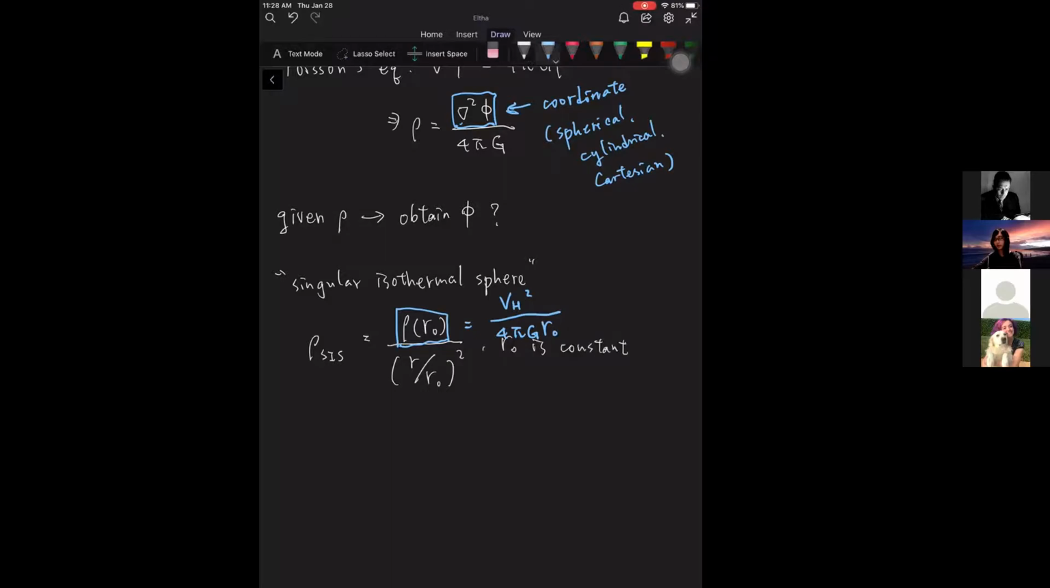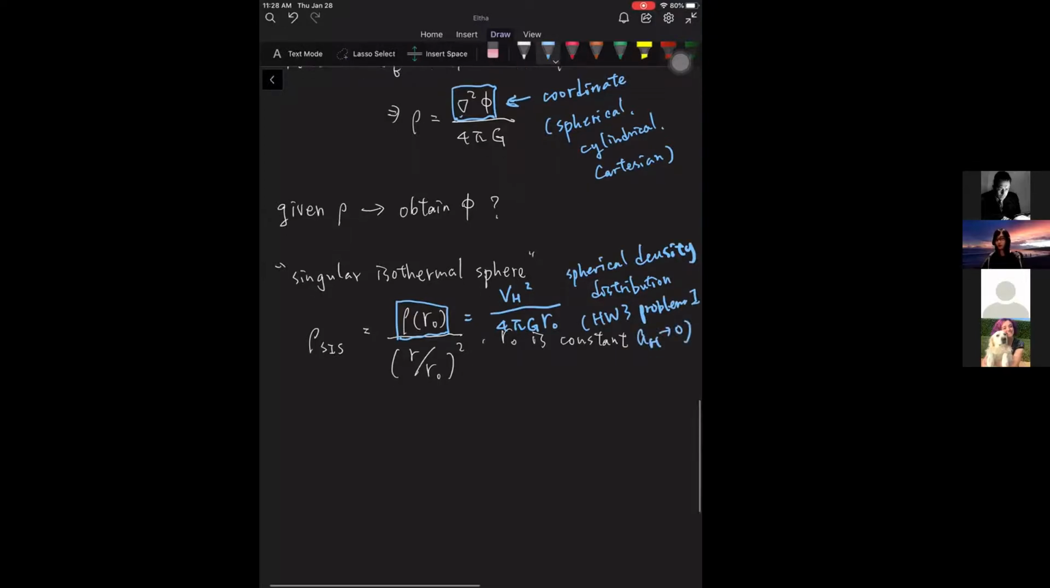Okay, let me write this down. This is the spherical density distribution, and this is in homework 3, problem 1 with A equal to 0.